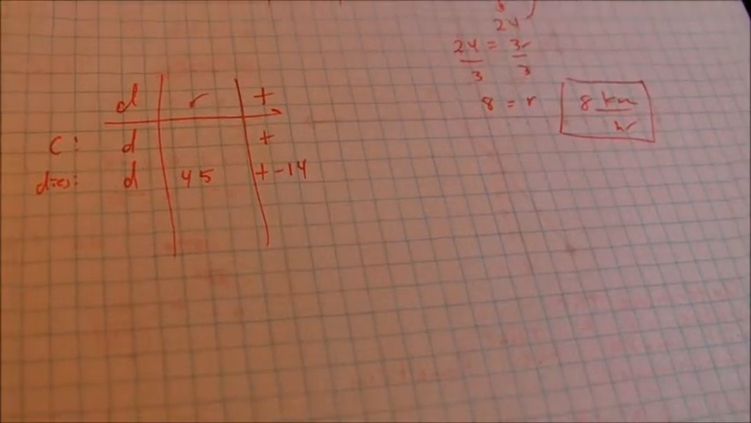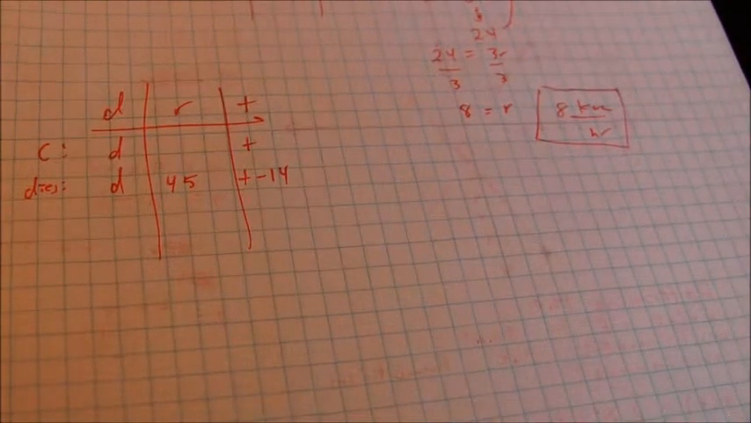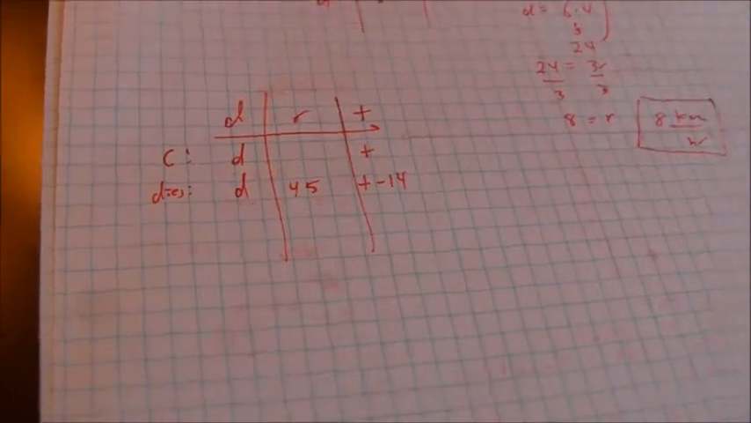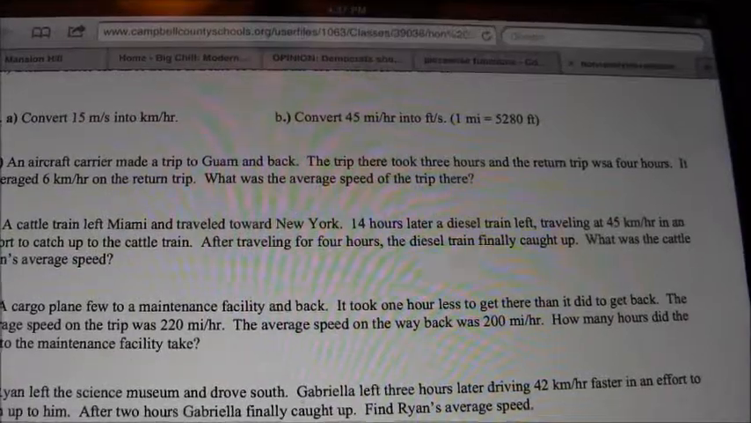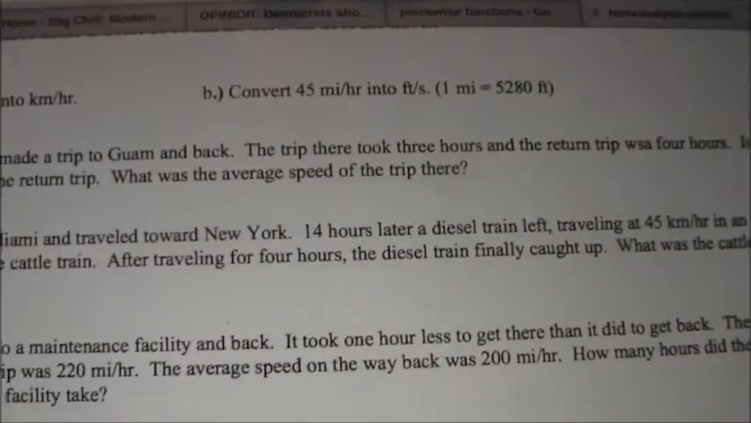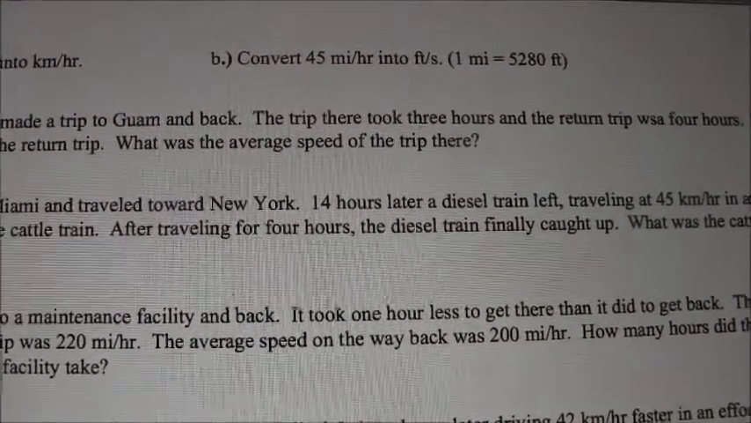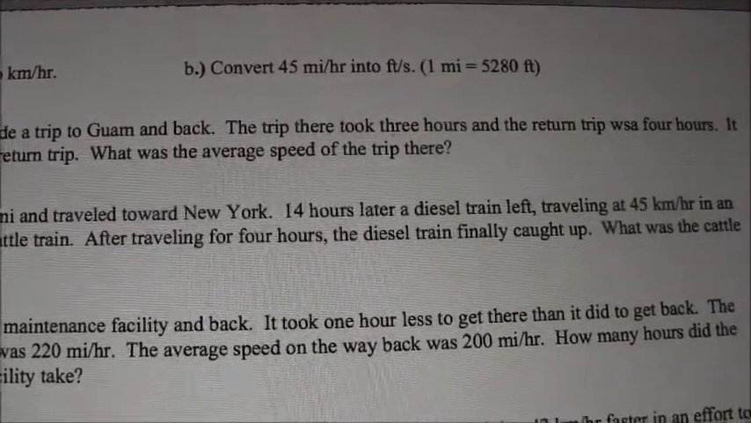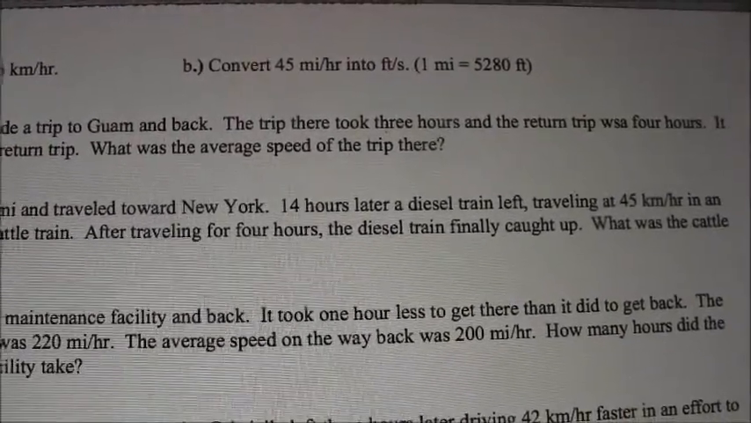And we want to find the average speed of the cattle train. Actually, I noticed something here. What I have here is wrong. I left out a fact. If we go back and look at this problem again, we'll see the fact that I've left out. Notice it says something about 14 hours later a train left. However, it actually does tell us that the diesel train traveled for 4 hours total. Okay, so that's the fast train. If it travels for 4 hours and the other train had traveled for 14 hours already, that time's actually going to be 18 hours for the original train.